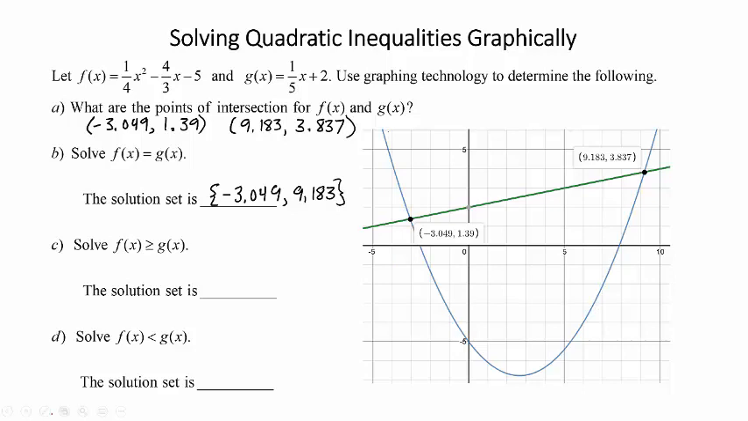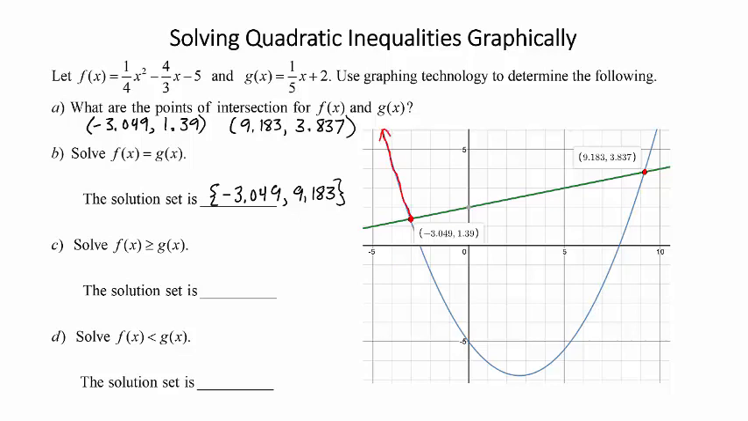Okay, so I'm going to shade where that happens. Okay, since we have greater than or equal to, I'm going to put solid dots right on those intersection points. Okay, and if I want to know where does the parabola lie above the line, I'm going to shade the part where that happens, right?